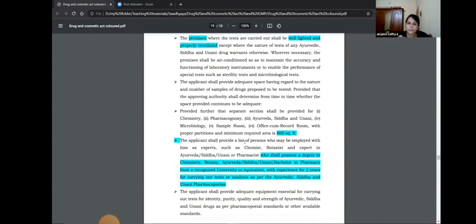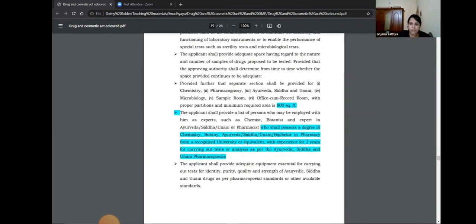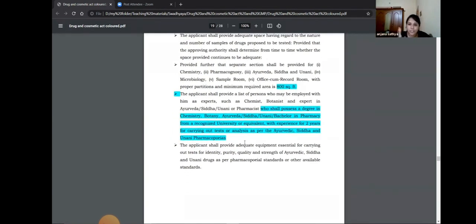And there should be a separate section for pharmacognosy, Ayurveda, Siddha, Unani medicine, microbiology, sample room, office cum record room. So it all has to be a minimum of 800 square feet, and you have to have separate sections for all these, like to keep the records, to keep the samples, to have the microbiology test, to conduct the pharmacognosy test, and to also conduct the chemistry in-process test. And there should be someone who conducts the analytical analysis also.